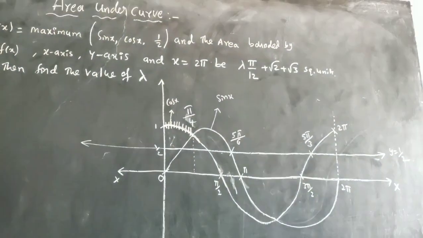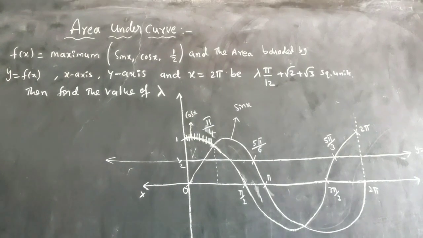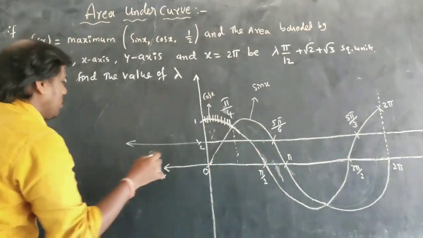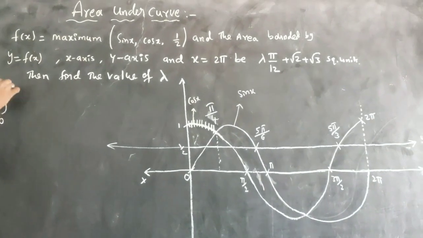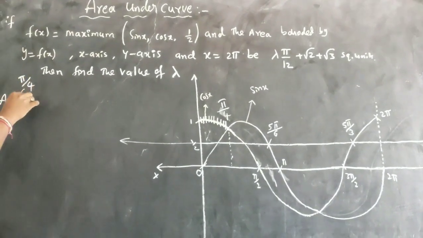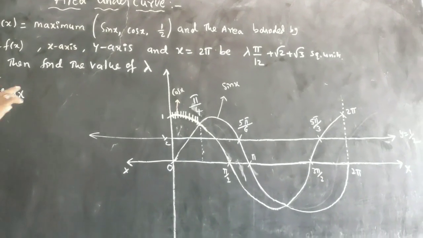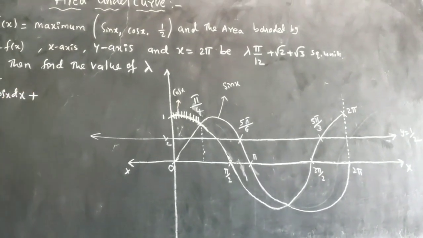Integration. Area is equal to the top. Who is in the top? From 0 to π/4, integration of cos x dx. This is the top. Now that area is over. Plus.